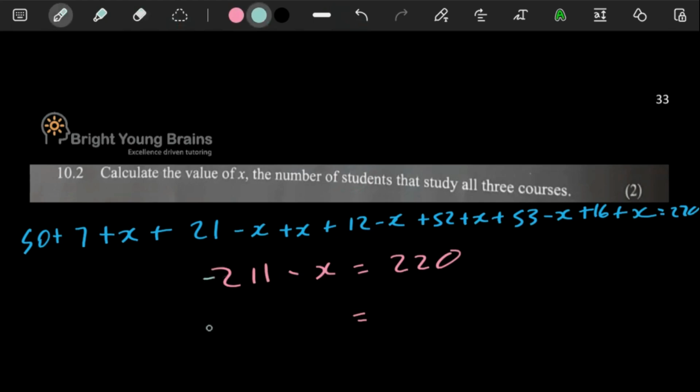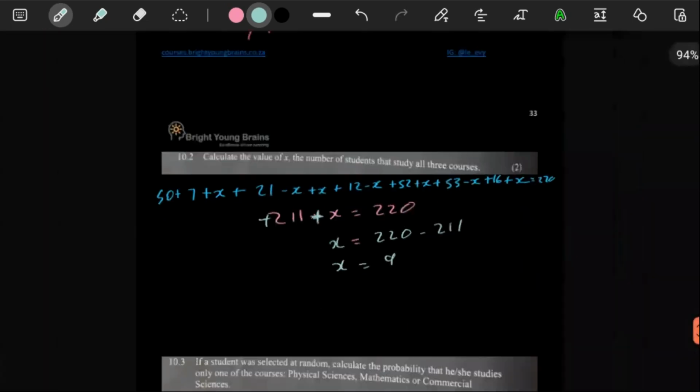Negative this. And then if you go over to the other side, you're going to have x equal to... No. What am I saying? Take this over to the other side, you're going to have minus 211. The x value is 9. There you go. So let's move on.